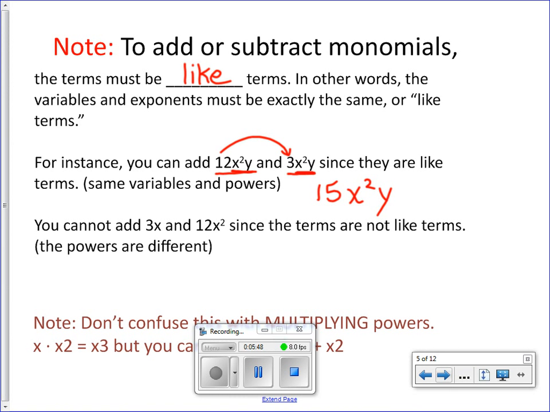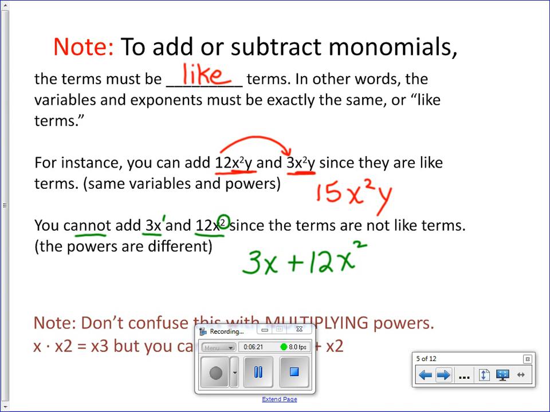In the next example, you cannot add 3x and 12x squared since the terms are not like terms. Notice 3x has a power of 1 to the x and 12x squared has a power of 2. Since they are not the same powers, you cannot combine them. So we would simply have to say 3x plus 12x squared, and that is as simple as we can make it.